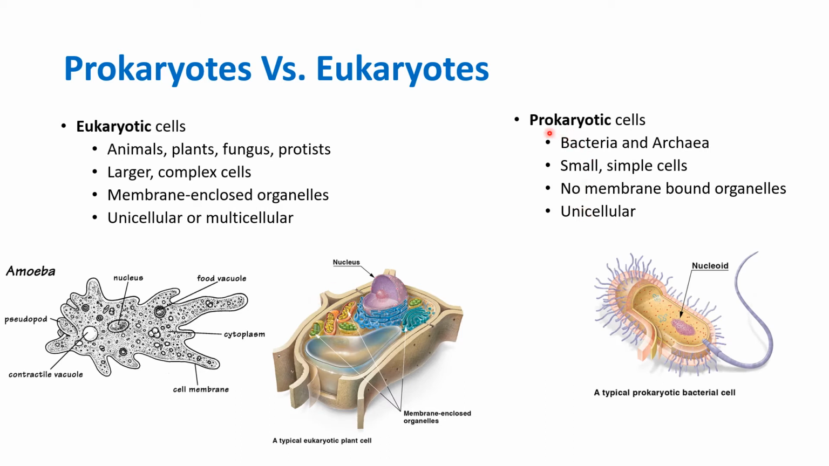Examples of prokaryotes, we've got bacteria. Some bacteria are disease-causing, and some are pretty beneficial, like the ones you consume when you eat yogurt. Prokaryotes are known to be unicellular, meaning that they are made up of just one cell. They do not have membrane-bound organelles.